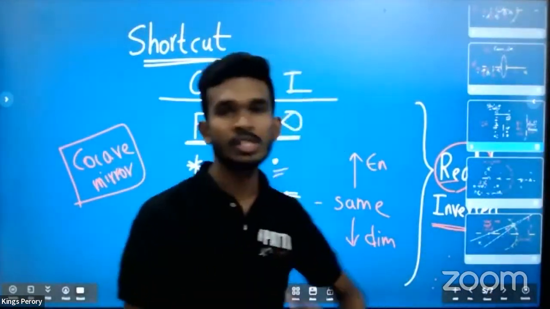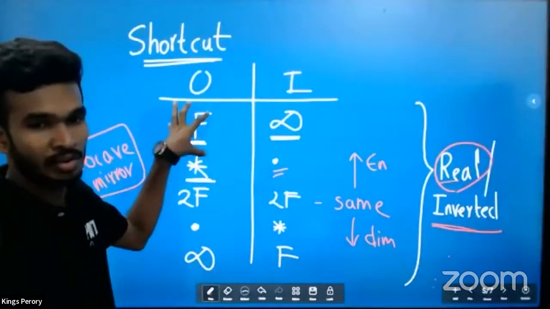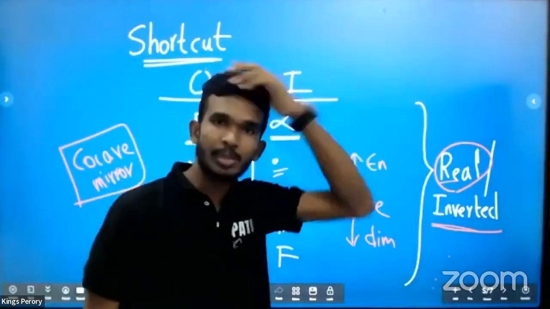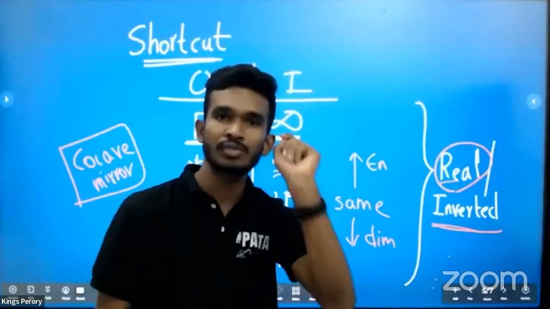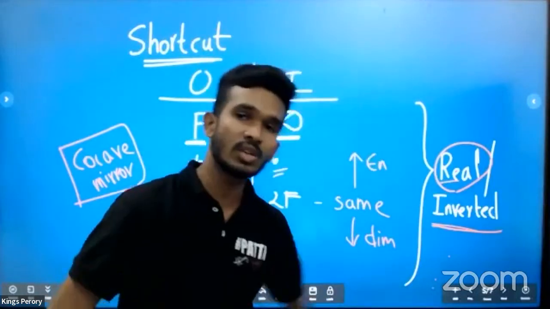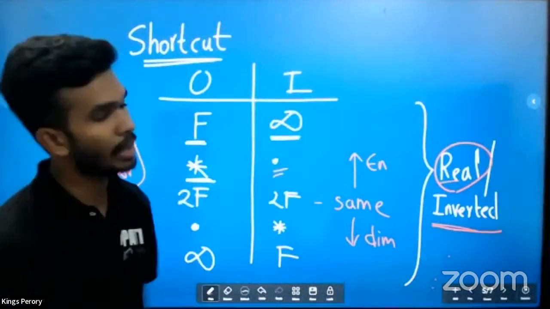Slowly, draw the ray diagram such that when you keep the object at focal, the image should go to infinity. Image at infinity means the rays should never meet. That is what you mean by image formed at infinity. So whatever reflected rays are formed there, they should never meet. They should go parallel to each other. They will travel parallel to each other.